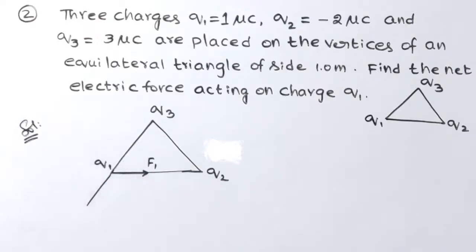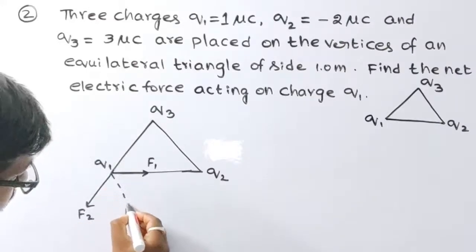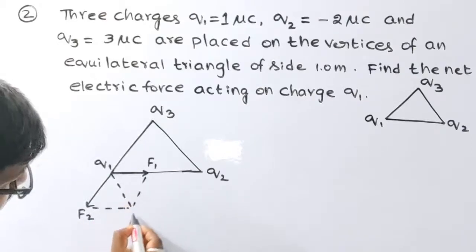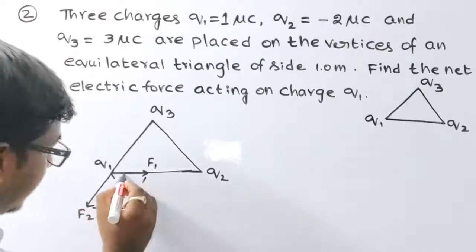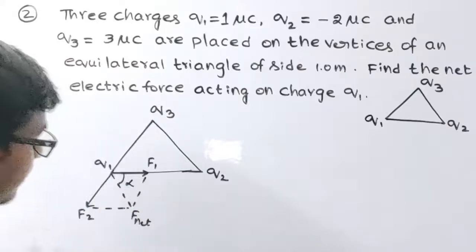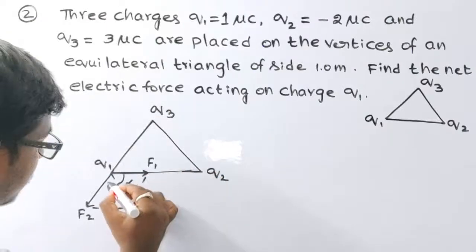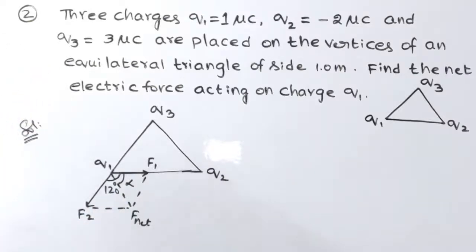This is the force F1, and the second force is F2. The angle between them is alpha. The total, 60 plus 60, is 120 degrees. Okay students, 120 degrees. This angle is alpha. The total angle is 120 degrees.